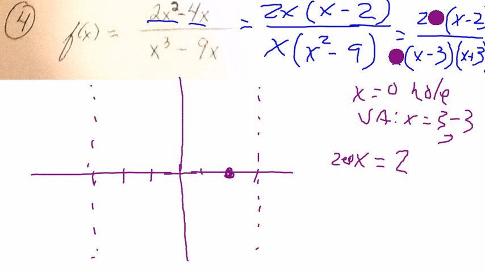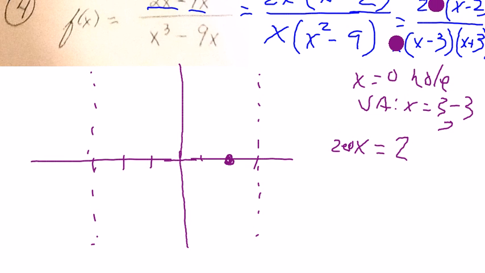But before we do that, do I know anything else? Well, let's see. I have a degree of 2 in the numerator and a degree of 3 in the denominator, so my horizontal asymptote is going to be 0. So I'll add that later, but let's now figure out where this function is going at x equals 0.